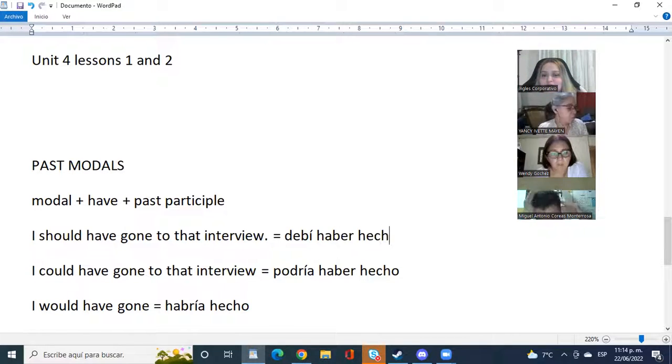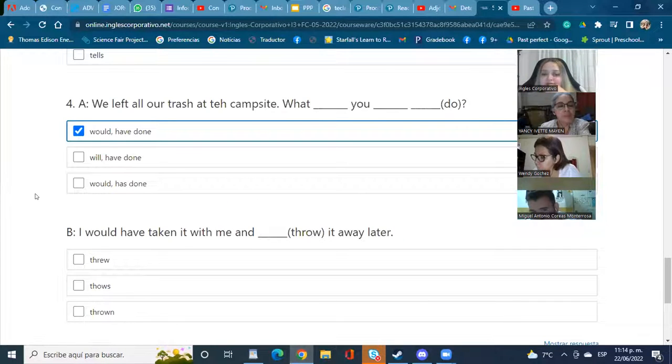Debía haber hecho algo, okay? So this is what we're going to study: debí haber hecho, podría haber hecho, o habría hecho. And you can substitute hecho by anything. So debí haber ido, debí haber comprado, podría haber nacido, okay? Any verb instead of this one. Those are the things. All right, let's continue. Next.